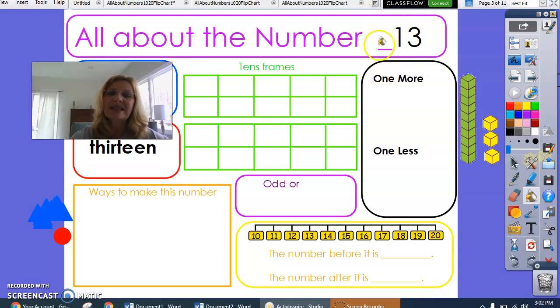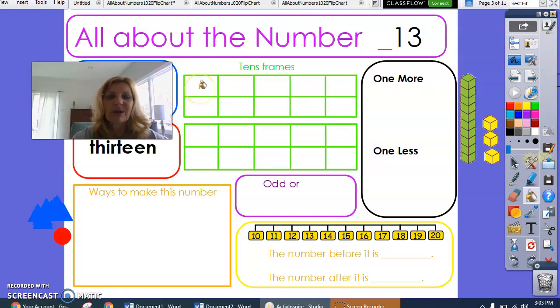First of all, what is this number? That's right, 13. And if you notice right here, I have written out the word name for 13. And who can tell me what two letters 13 starts with? Yes, TH. And we've learned this TH makes what sound? Good job. 13.